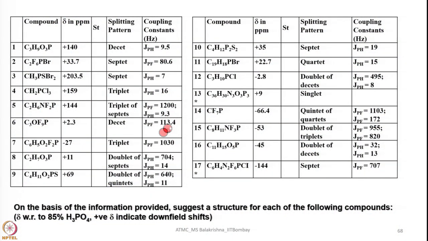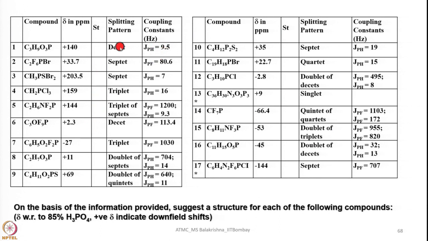Here I have listed about 17 compounds containing phosphorus, and I have also given the chemical shifts for each one, and the splitting pattern I have mentioned, for example decet. Here decet means 10 lines. If you see here, it is trimethyl phosphate. 9 protons are splitting phosphorus into a 10-line decet, and the 3J PH coupling is 9.5.